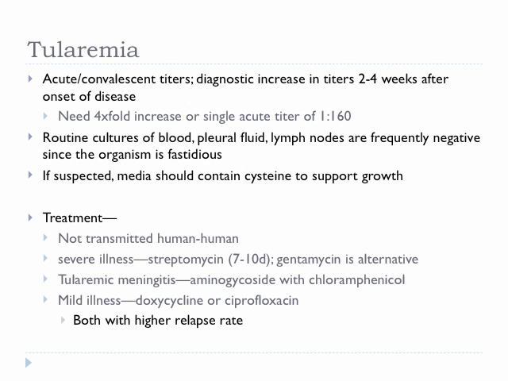It's not transmitted human to human. For severe illness, you use streptomycin or gentamicin. Doxycycline and ciprofloxacin can be used for mild illness, but are not recommended because of high degrees of relapse. The relapse has been reported almost to 15% for both. So streptomycin and gentamicin are the treatment of choice. Tularemic meningitis, aminoglycoside with chloramphenicol.